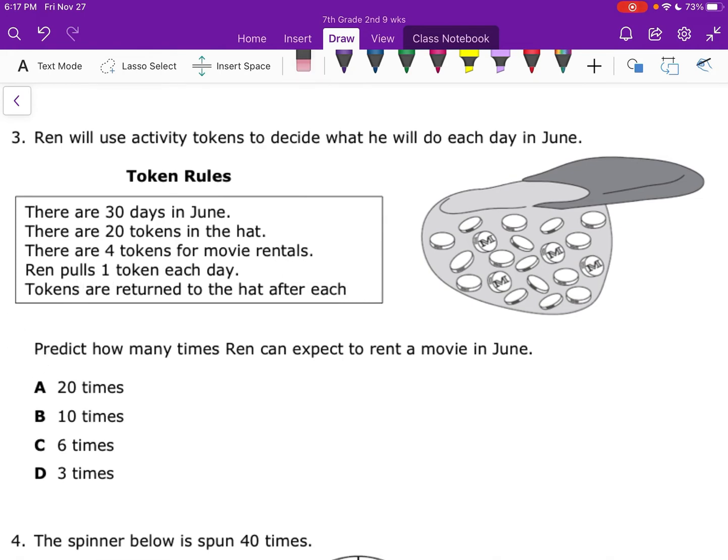Predict. All right, we love seeing that word because we know that probably means we're just going to have to use, that's right, proportion. So predict how many times Ren can expect to rent a movie in June. Okay, so rent a movie. What are they talking about? All right, so let's read it again. So Ren uses activity tokens to decide what he's going to do. So he's going to rent. So we need to look at renting a movie, and we know it's going to be to total.